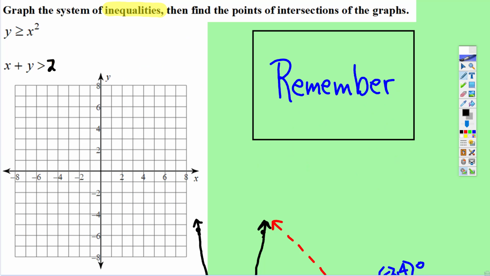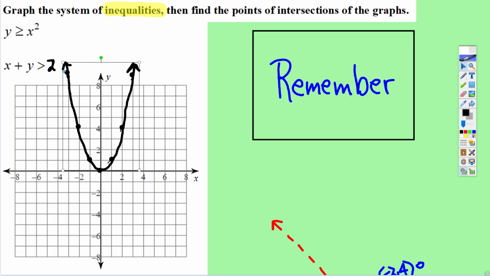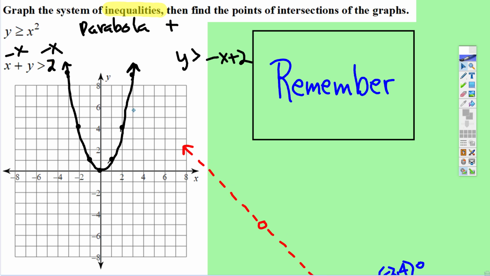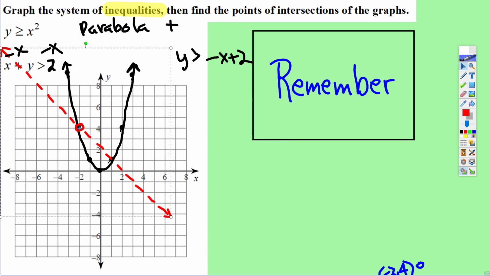Now we're going to have a different type of inequality. Here we have y is greater than or equal to x squared. That's just a parabola with a solid line, facing the positive direction, and it sits just like that. For the next one, we subtract an x on both sides, so we have y is greater than negative x plus 2. That graph is going to look like this.